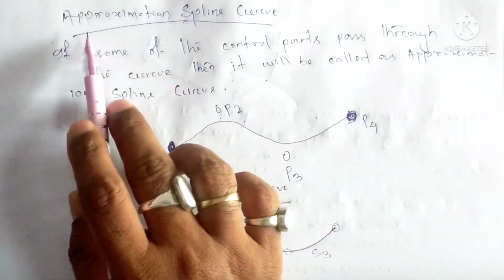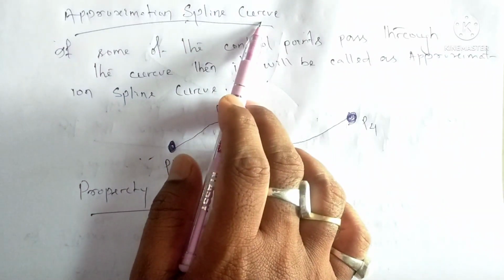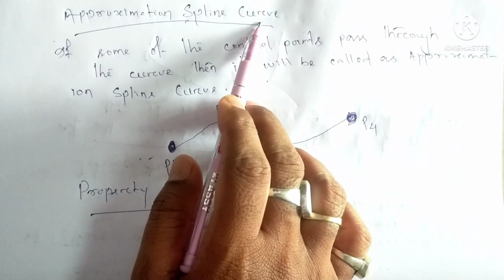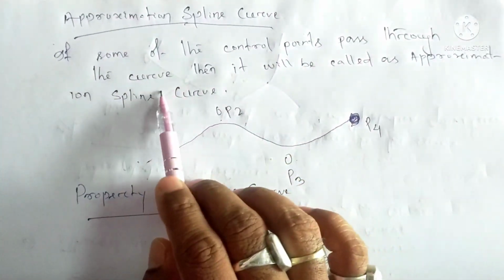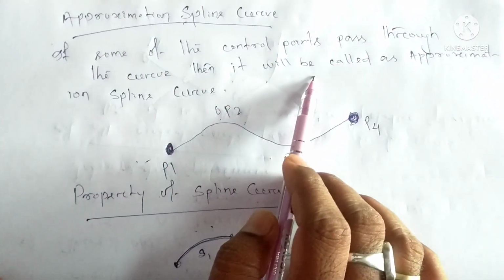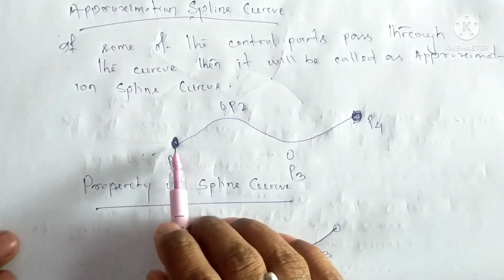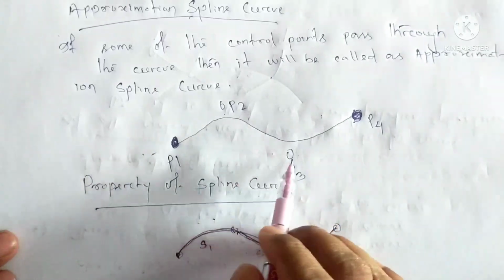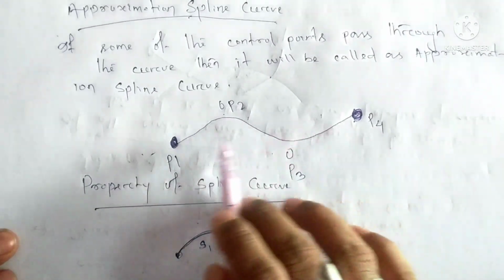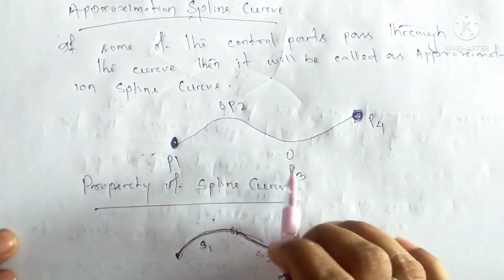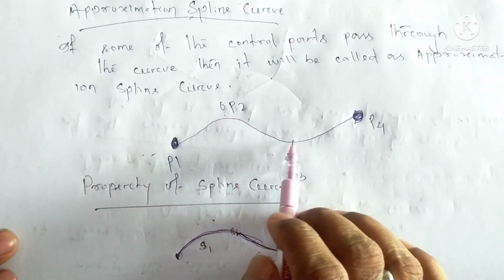Okay, so the second type of spline curve is the approximation spline curve. So what is the meaning of approximation spline curve? If some of the control points pass through the curve, then it will be called an approximation spline curve. For example, in this spline curve we have four control points, P1, P2, P3 and P4. So P1 and P4 pass through the spline curve, but P2 and P3 do not pass through the spline curve.